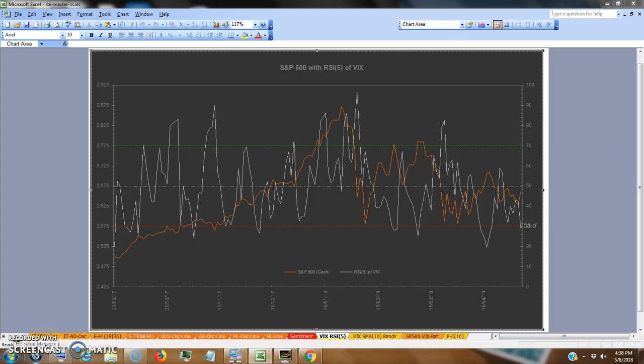So all right, it looks like we're very close to getting to extended on the upside and sentiment extended on the downside. So we'll see what the market does on Monday here. It should be a pretty important day to start the week.